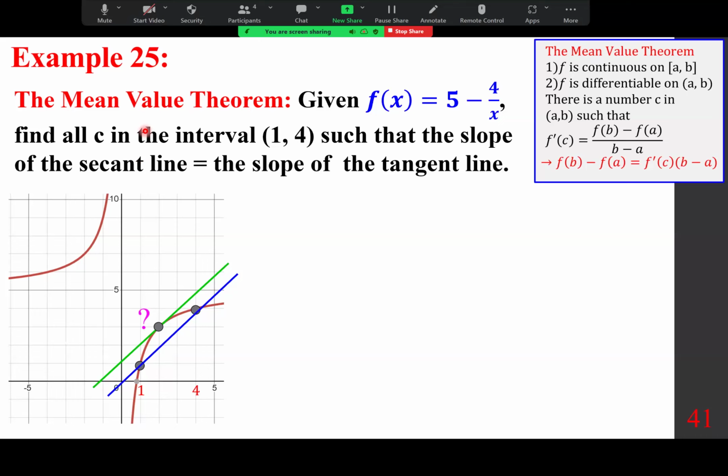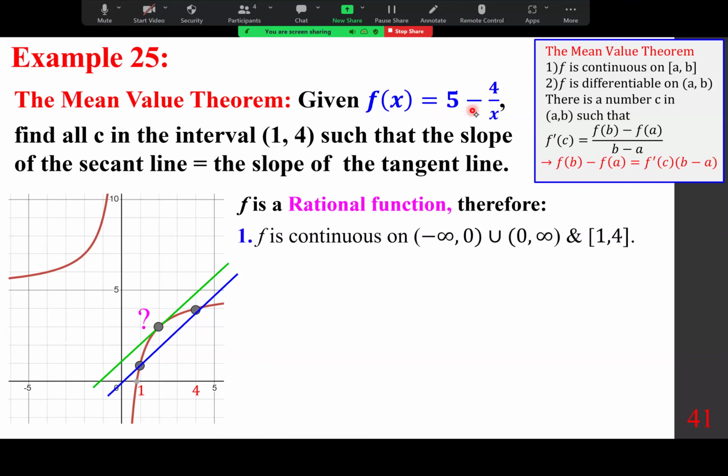So what is this function? This is a rational function. What is the domain? All real numbers except x equal to 0. Notice x can't be 0. So for any rational function, you set the denominator equal to 0 and you exclude it. Therefore, this function is continuous in its entire domain. What is the entire domain? Negative infinity to 0, union 0 to infinity.